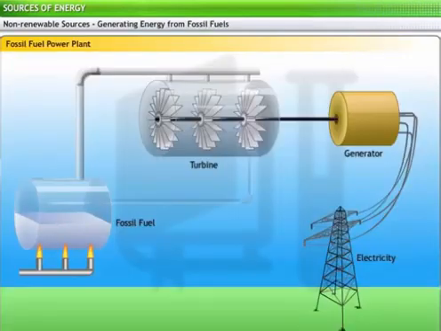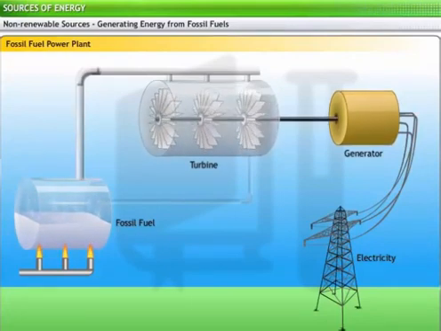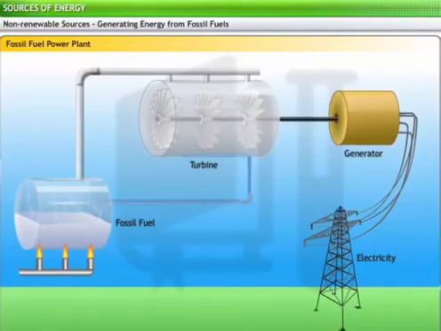Fossil fuels are burned to heat water and produce steam to turn turbines. The turbines turn generators to produce electricity. For example, coal is crushed to a fine dust and burned. Oil and gas can be burned directly.